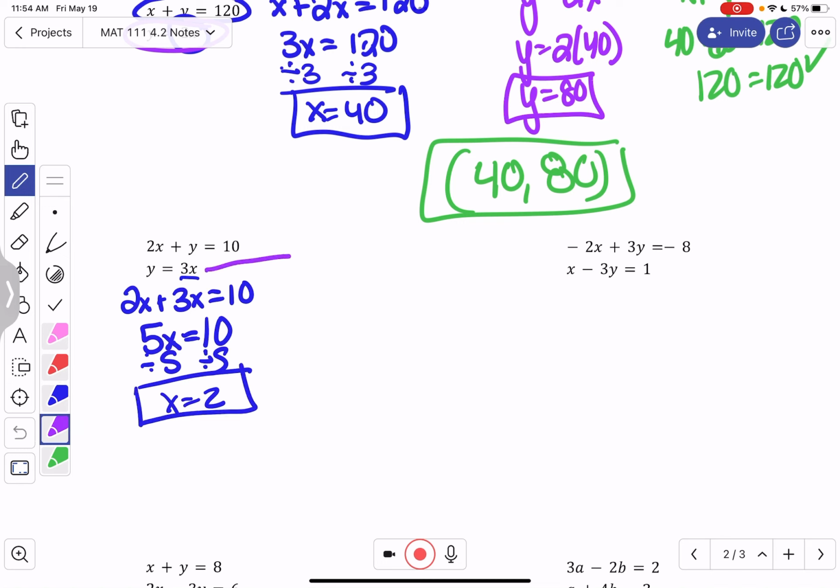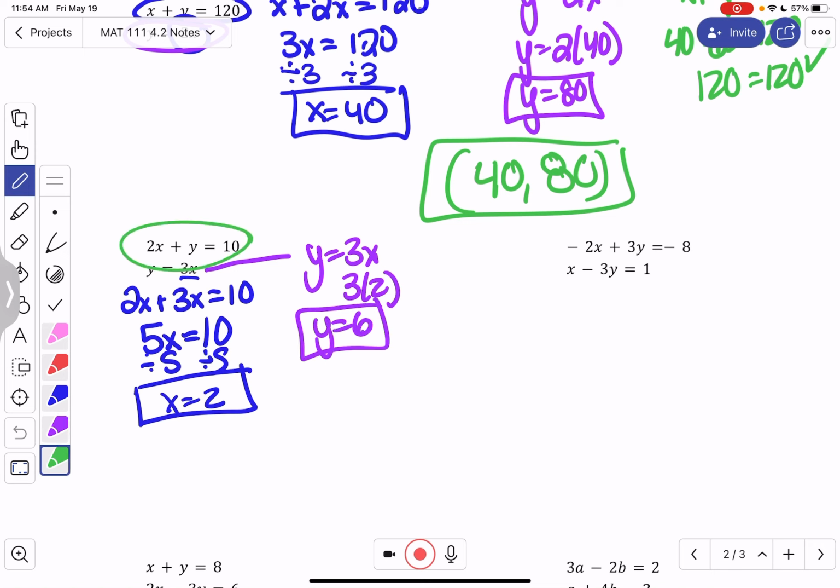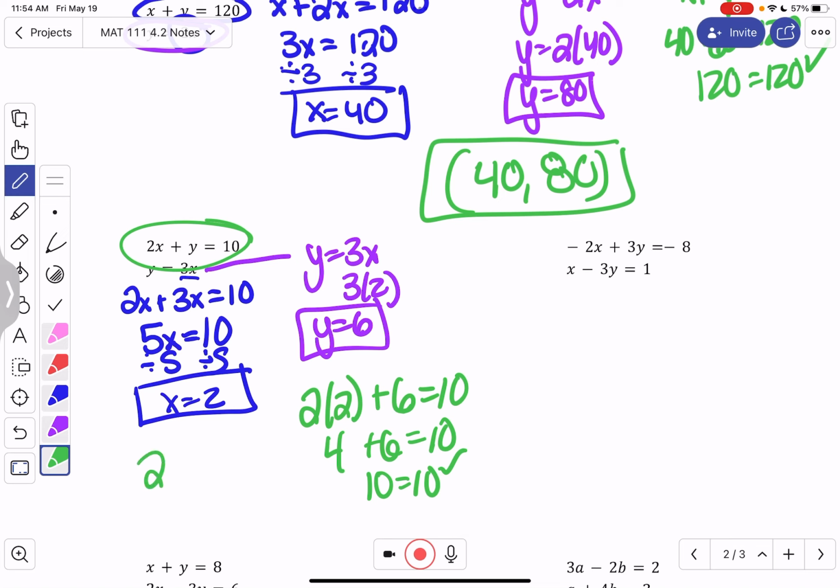Now that I have that, I'm going to plug it into this equation. 3 times 2 is 6, so y equals 6. Plug it into the top equation to check. So 2 times 2 plus 6 equals 10. 2 times 2 is 4. 4 plus 6 is 10. Those equations equal, so our solution is 2, 6.